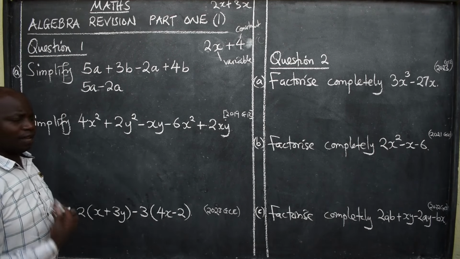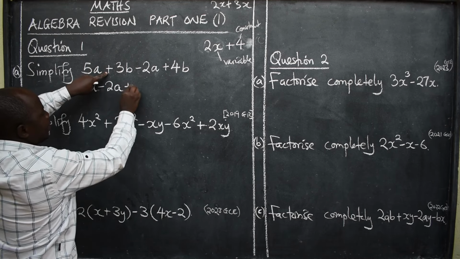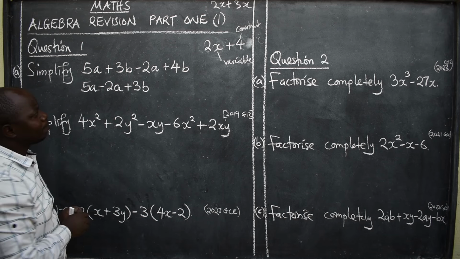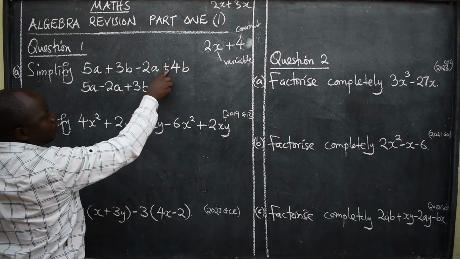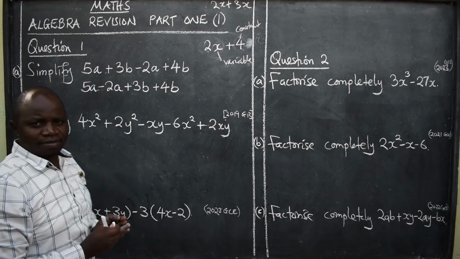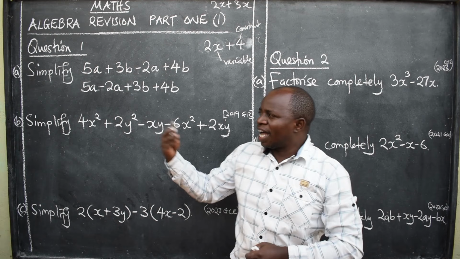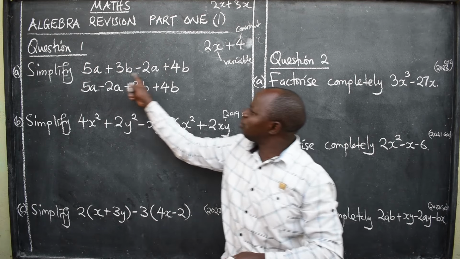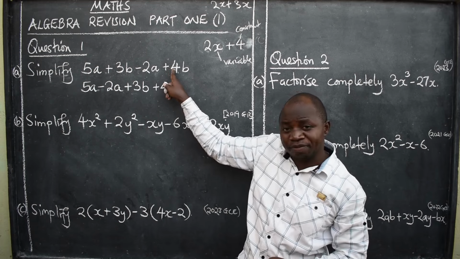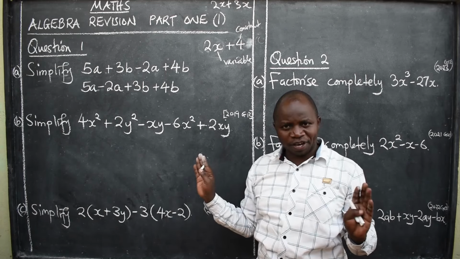You move to another term. We have plus 3b. Plus 3b. Do we have another term with b? It is here. So plus 4b. You have grouped like terms. What next? Counter check. Count the number of terms in case you've missed one here. So here there are 1, 2, 3, 4. I've got 4 terms here. How many have I written here? 1, 2, 3, 4. So I'm okay.